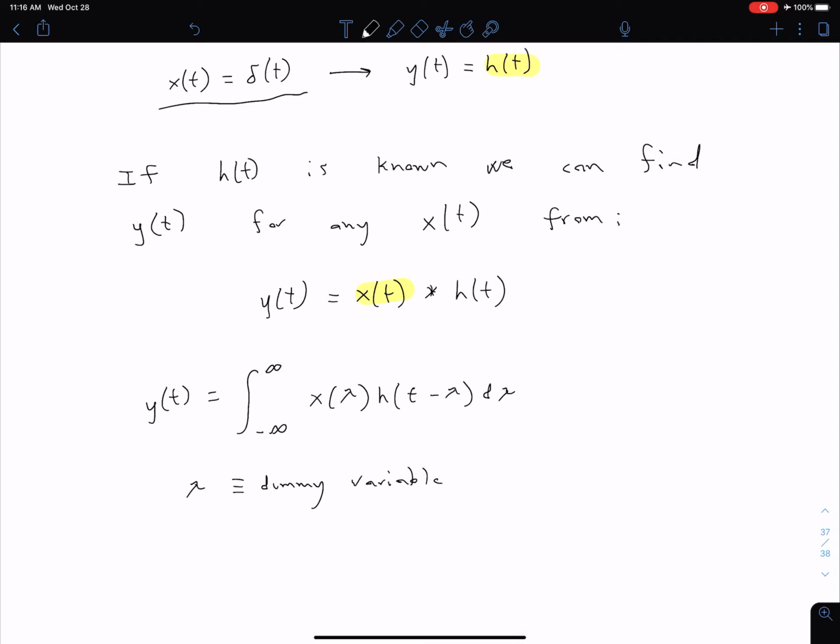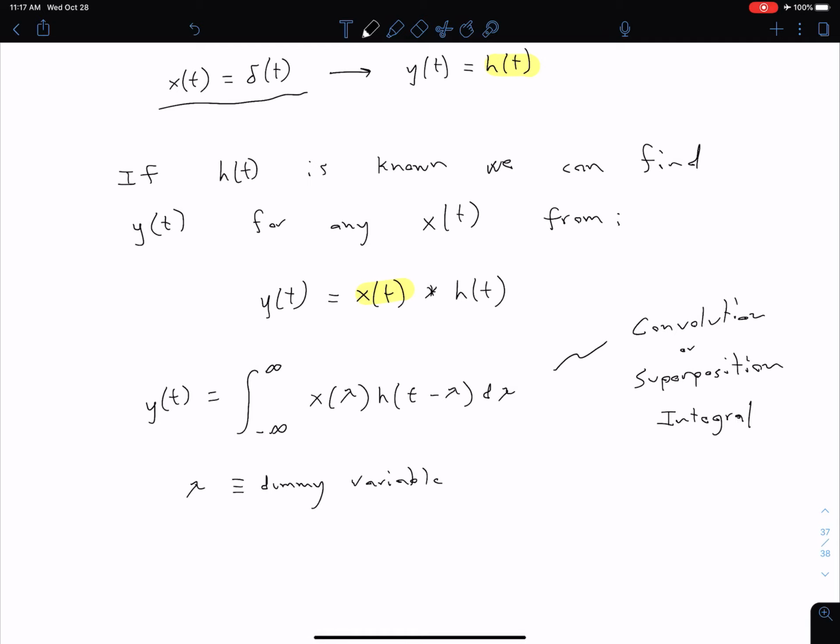You'll sometimes see this integral called by a couple different names. We'll see it called the convolution integral for obvious reasons. You'll also see it called the superposition integral. So our convolution integral or our superposition integral.